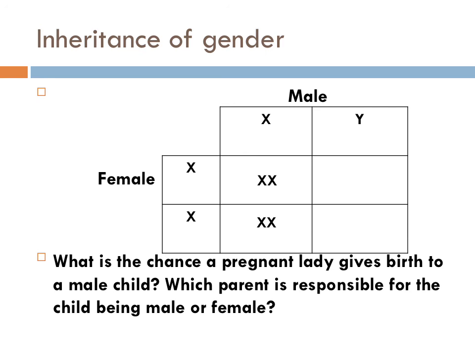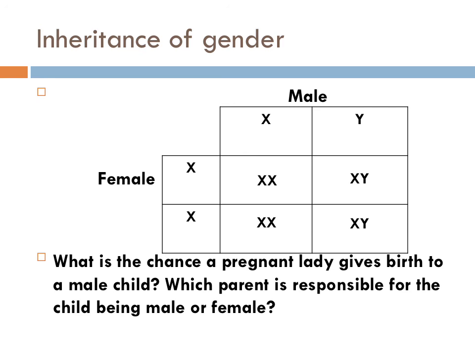What if the Y sperm fertilizes an egg with an X inside of it? This will grow into a child who is a male, XY. And again, what if the Y fertilizes another X? It will also be XY.